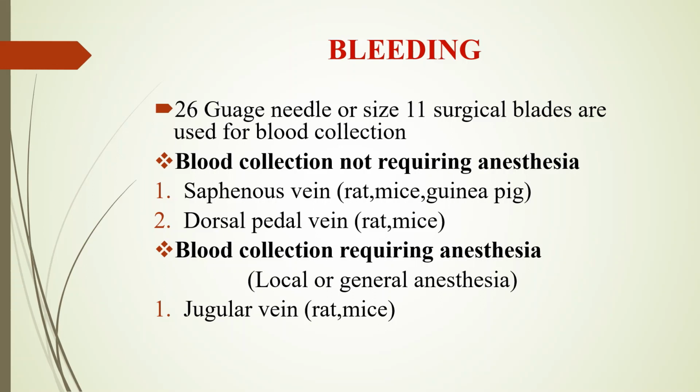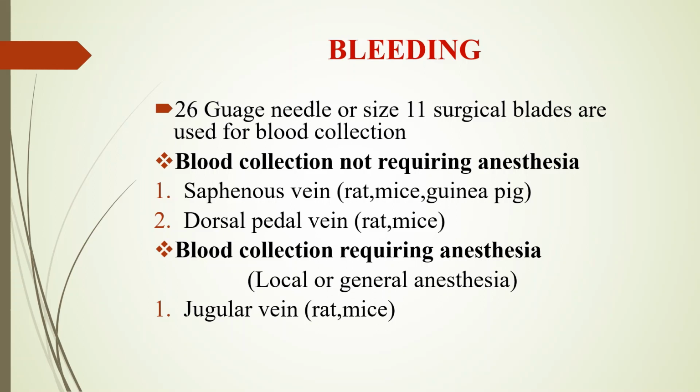Blood collections are categorized into two: blood collection not requiring anesthesia and blood collection requiring anesthesia. Blood collection not requiring anesthesia includes the saphenous vein and dorsal pedal vein. In the case of guinea pig, the saphenous vein is used. The dorsal pedal vein and saphenous vein are both used in the case of rat and mice.